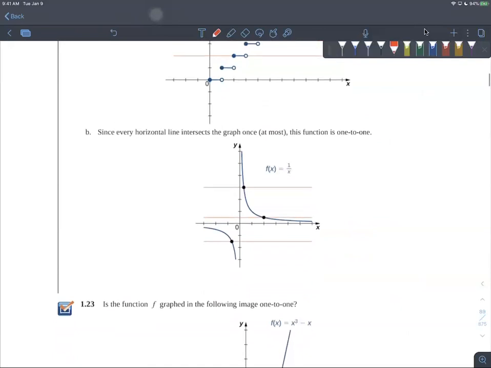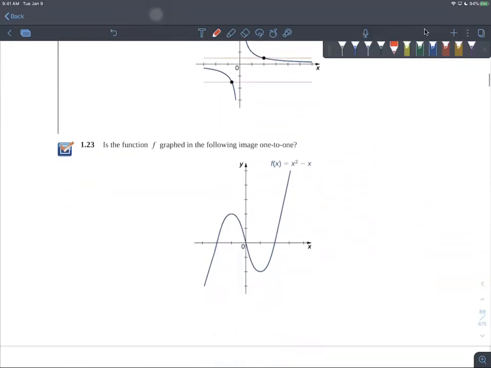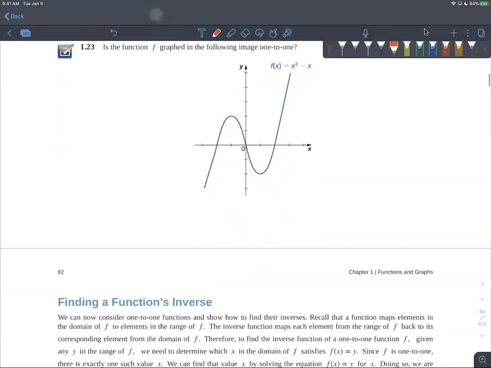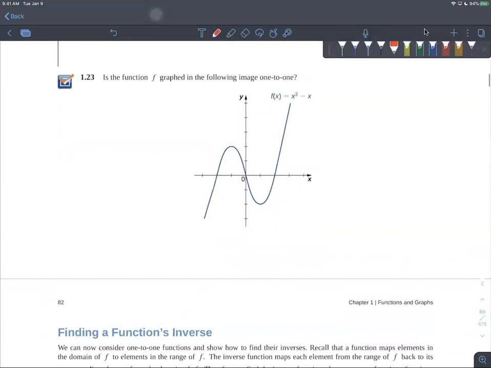Now you can think about this one yourself. Is the function f graphed in the following image one-to-one? If you pause the video, I will answer the question. The horizontal line test tells us that this is not one-to-one.